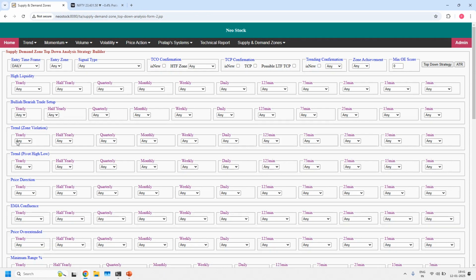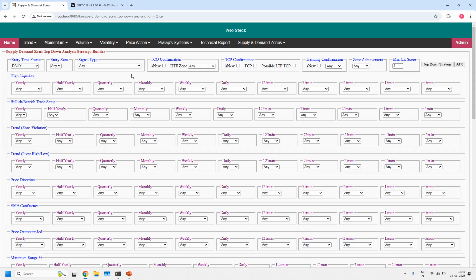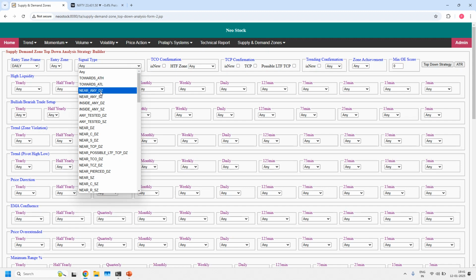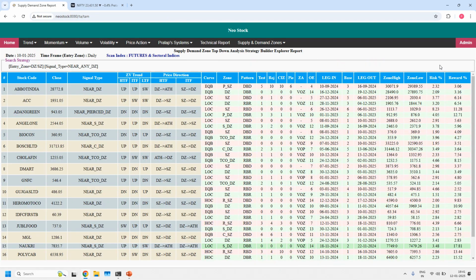So from the NeoStock software point of view, first I am going to focus on daily 75 minutes HLQ zones. In the daily time frame, I am generating the stocks near daily demand zone. In these reports, every time we are identifying the HLQ zones. But remember, only high priority HLQ zones you have to use. For HLQ zone strategy, I explained in lesson 21.3. Low priority HLQ zones also you can use, but you can't claim 80% success rate for them. High priority HLQ zones, for more than the last 1 year, we've been achieving 80% success rate.